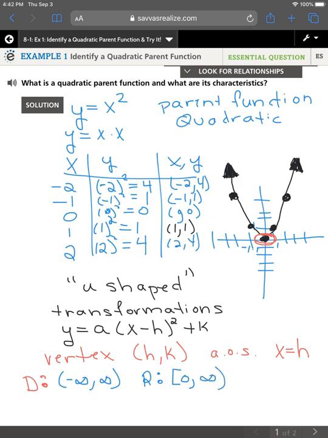So both of these were interval notations. I did not show the set builder notation on the last one, so I'm going to show it here. You would have {x such that x is in the set of all real numbers}, and that would be your set notation for that. Here would be {y such that y is greater than or equal to 0}, and close that. And that is your set builder notation for the quadratic function. So this is everything I need you to know for now about the parent function quadratic.